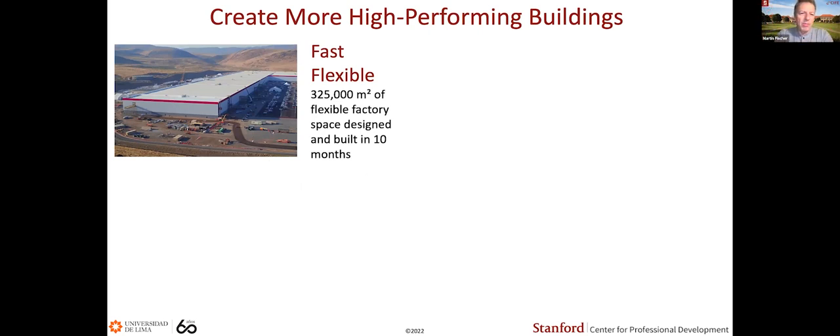we need to have a higher performing built environment. And when I say buildings here, I really mean anything we build, for economic reasons, for social reasons, and of course also environmental reasons. And high performing means, of course, different things for different clients and different projects. Like, for example, here for Tesla, when they built the Gigafactory in Nevada, they needed to have 325,000 square meters of flexible factory space designed and built in 10 months. I think it's quite an accomplishment that the project team was able to do that.